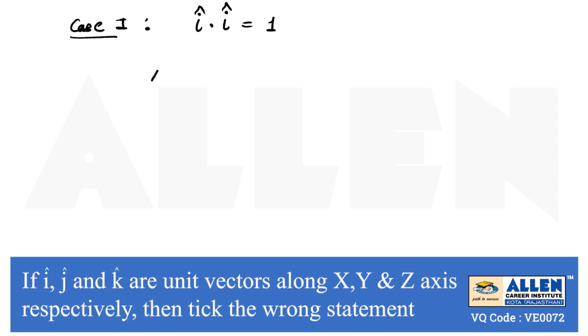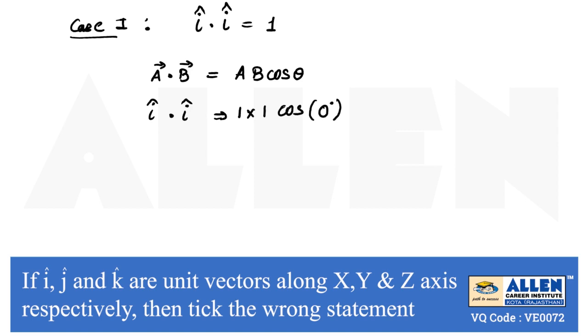So here dot product is used, and we know the dot product of two vectors, that is A vector and B vector, can be written as AB cos theta, where theta is the angle between A vector and B vector. So for our case, i dot i means the magnitude of i cap is 1, another i cap also has magnitude 1, and cos of the angle between them. i cap is parallel to i cap, therefore the angle will be 0. Hence, calculating, we will get 1, which means the given statement is right.